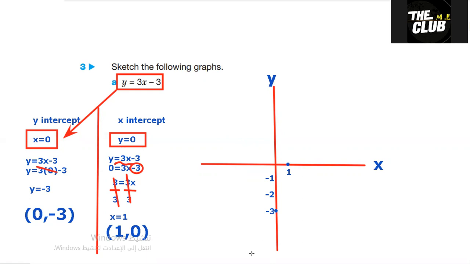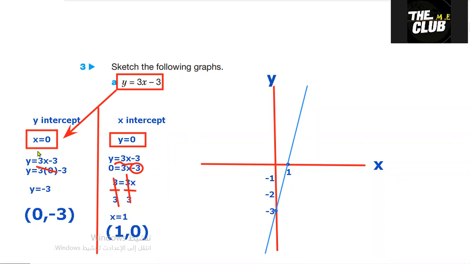I match these points like this. Sorry. Let me match them like this. Yes. So this is the line here. Okay. I can make it longer like this. Yes. I can make it as long as the grid. Okay. And this is the line or the graph that we just answered.